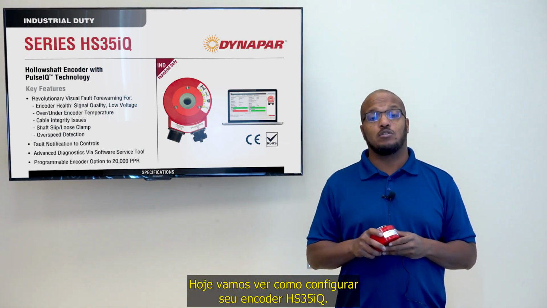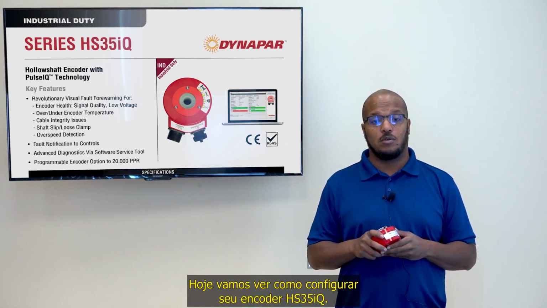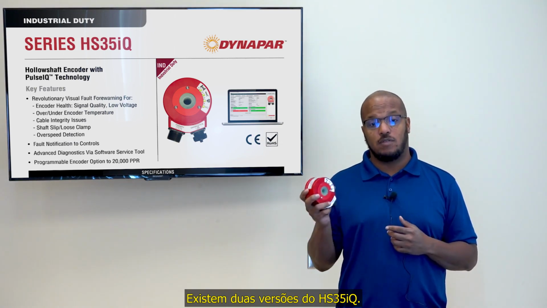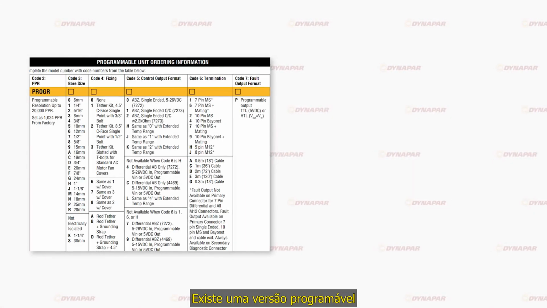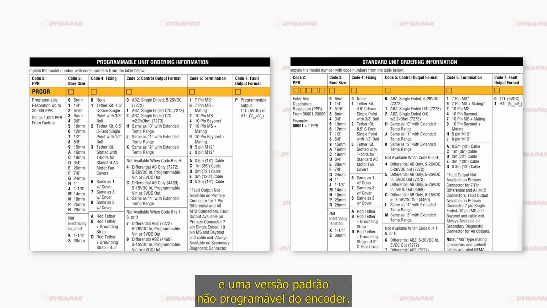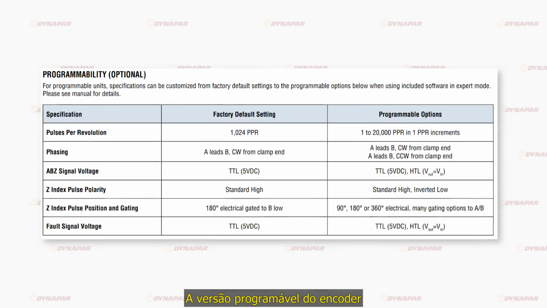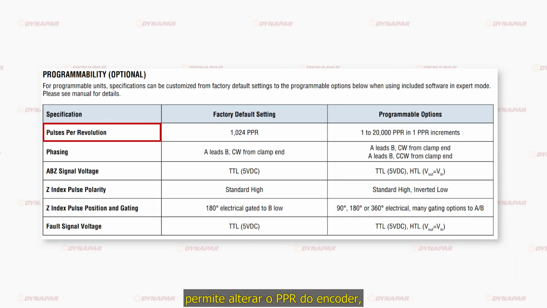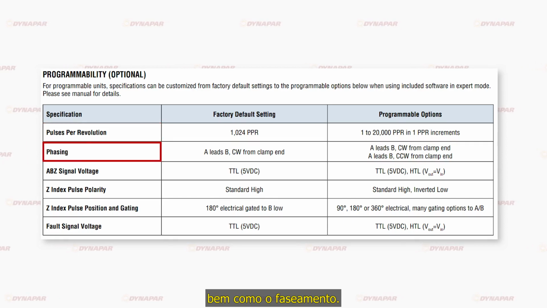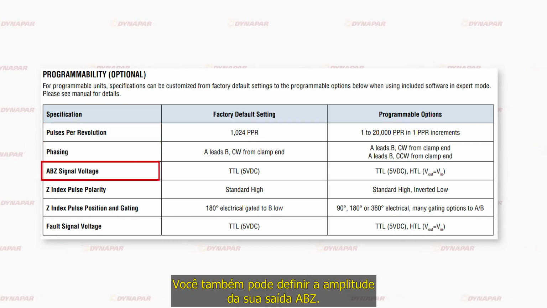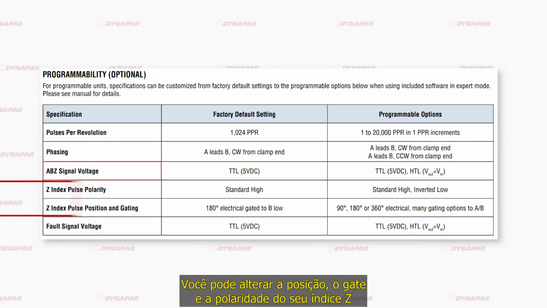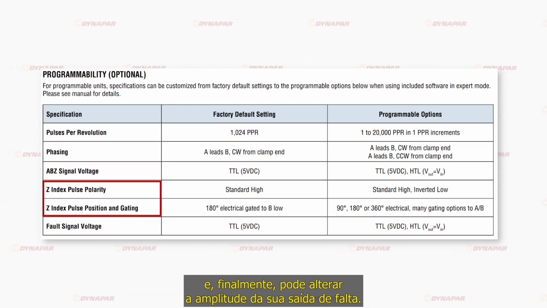Today we're going to go over how to configure your HS35iQ encoder. There are two versions of the HS35iQ. There's a programmable version, and then there's a standard non-programmable version of the encoder. The programmable version of the encoder allows you to change the PPR of the encoder as well as the phasing. You can also set the amplitude of your ABZ output. You can change the position, the gating, and the polarity of your Z index. And finally, you can change the amplitude of your fault output.